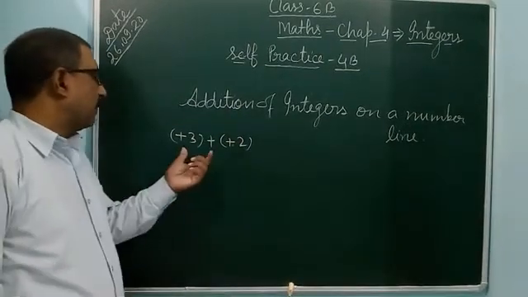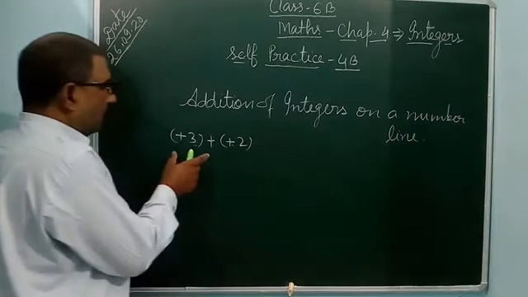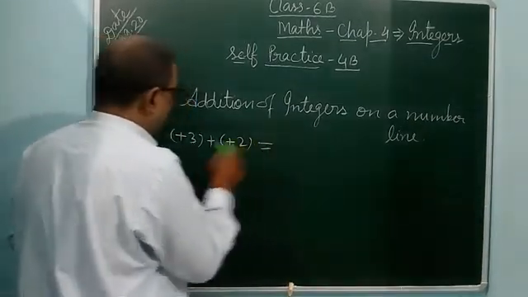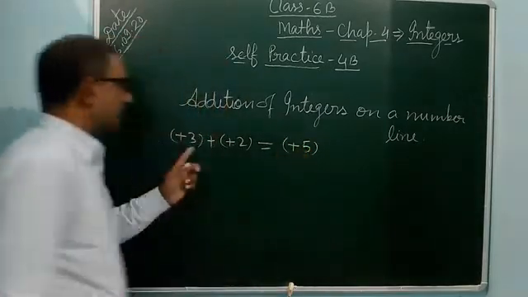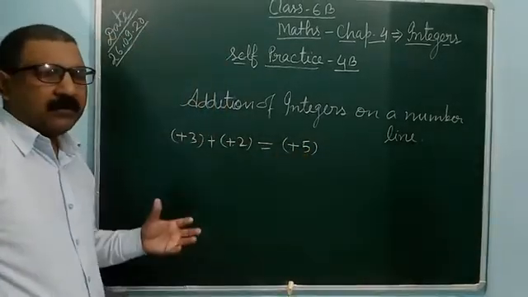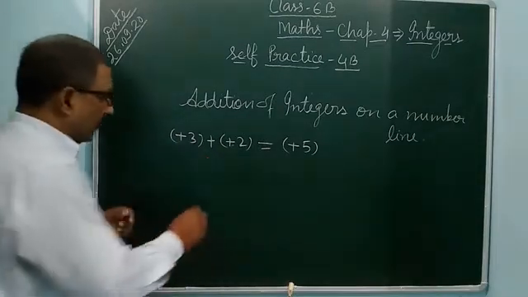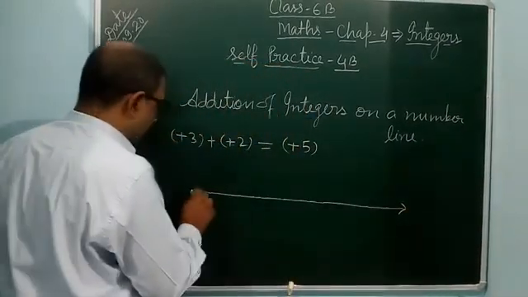You have to find out plus 3 plus 2 on the number line. If you evaluate it the arithmetic way, 3 plus 2 means plus 5. But you have to represent this addition on the number line. How is it possible? You see, this is the number line.